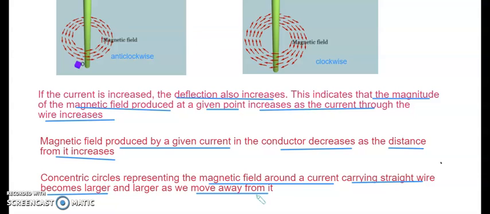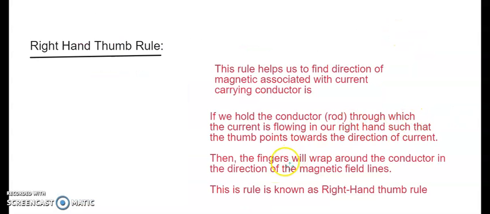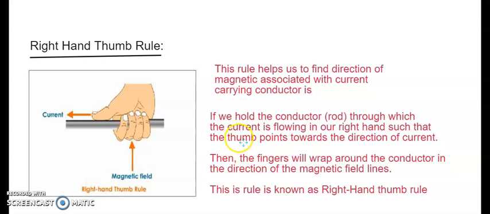Clear? So for a current carrying straight conductor, the magnetic field lines are circular. Now, how do we understand which direction the current is flowing? The rule that we use is called the right hand thumb rule. The rule says that if you are holding the rod in your right hand, very specifically, you have to hold it in such a way that the fingers wrap around the rod and the thumb is stretched out straight. If the thumb points towards the direction of the current, the fingers wrapped around the conductor represent the direction of the magnetic field lines.